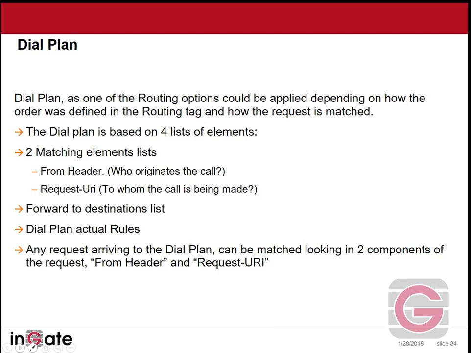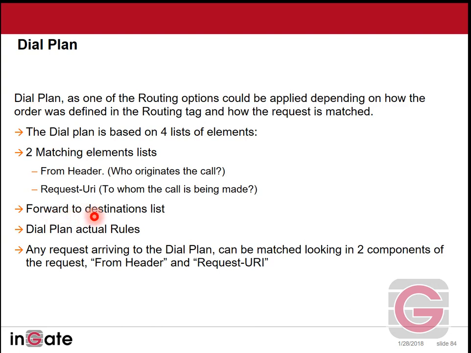Two of them are what we call the matching elements. One of them is the from header, in order to identify who originates the call, information about the call from the origination perspective. The other one is the request URI, which in reality we can refer to as to whom the call is being made. So we can match information that came from the call associated to whom the call is being made.